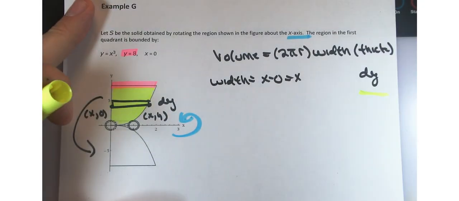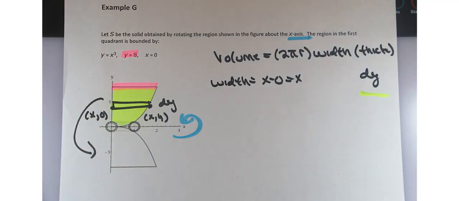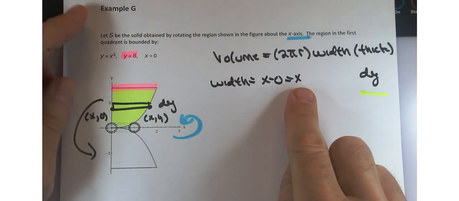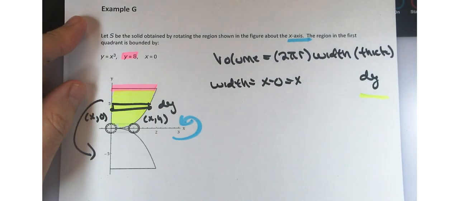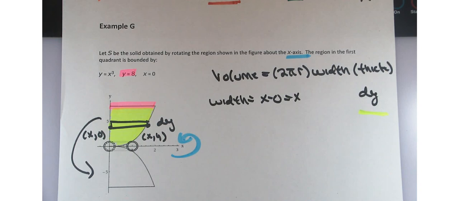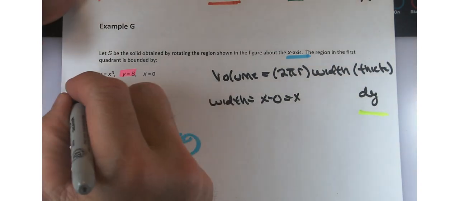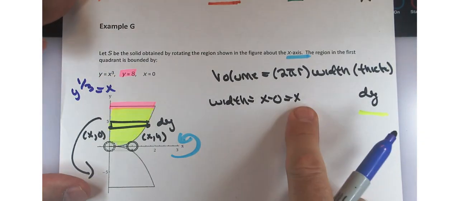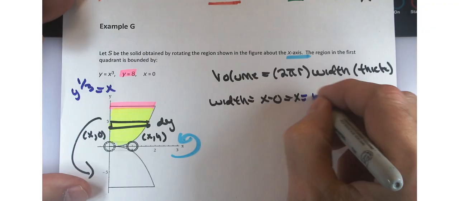Yeah. By taking a dy slice, that's screaming out you have to put everything in terms of the variable y. So if I was to replace x by something, what should I replace x by? What would you get if you solve for x here? Cube root of y. So y to the 1/3 power equals x. And that's what's going to go in here, y to the 1/3 power.